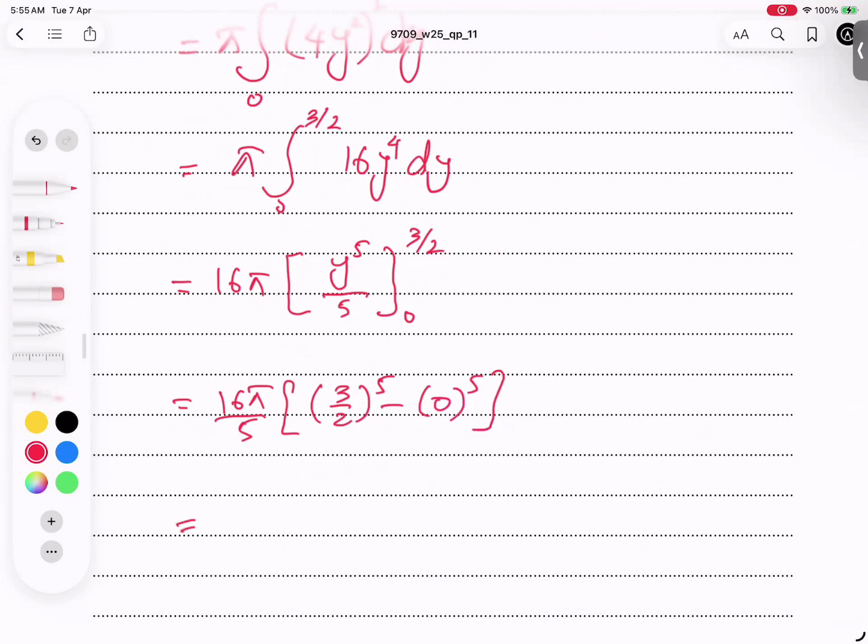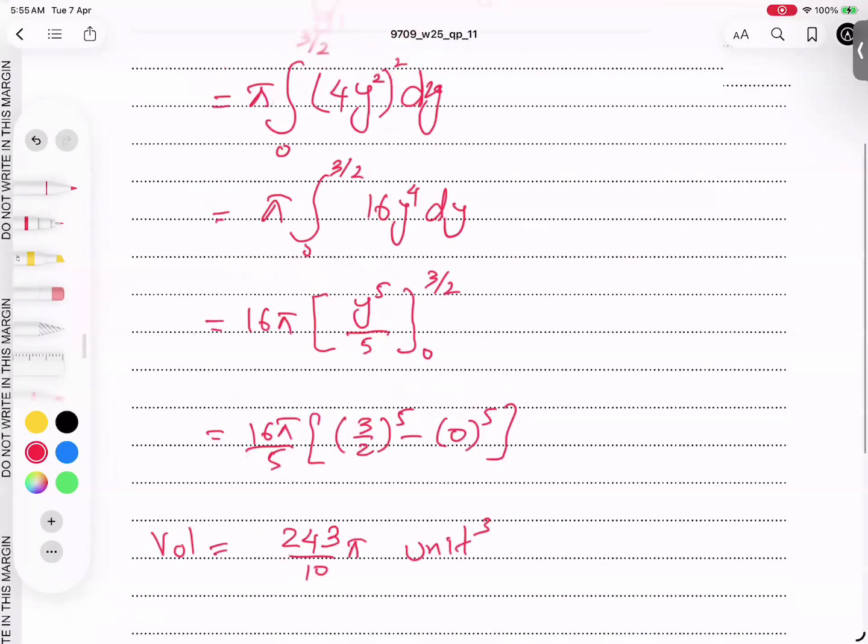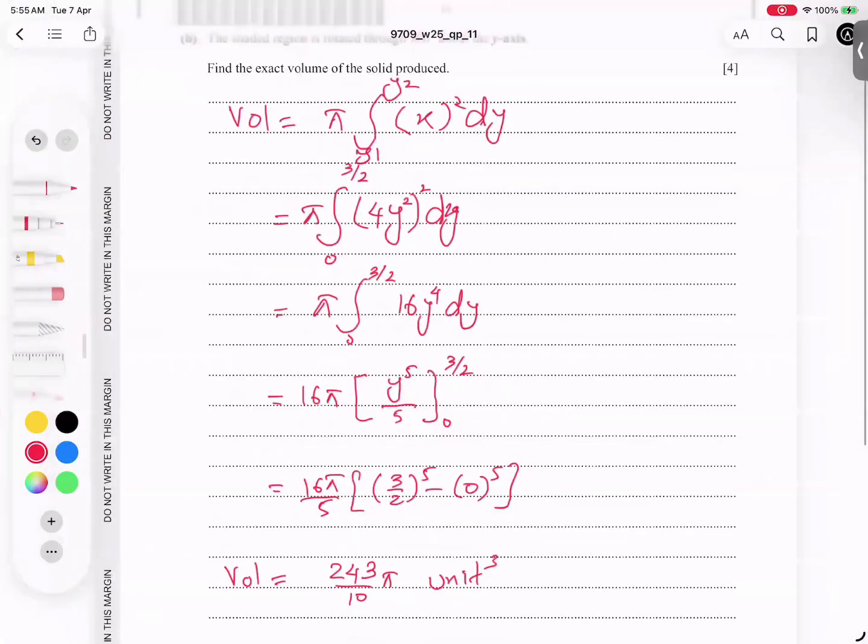And now, because he is asking for the exact answer, we can use a calculator, but it is easy because of the power. We get the answer 243/10 pi unit cube, because it is giving us the volume. So I hope the concept of the question is very clear.